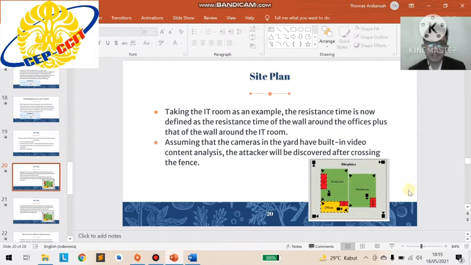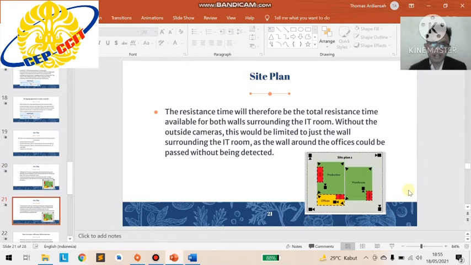The resistance time is now defined as the resistance time of the wall around the offices plus that of the wall around the IT room. Assuming that the cameras in the yard have built-in video content analysis, the attacker will be discovered after crossing the fence. And the resistance time will therefore be the total resistance time available for both walls surrounding the IT room without the outside cameras. This will be limited to just the wall surrounding the IT room, as the wall around the offices could be passed without being detected.